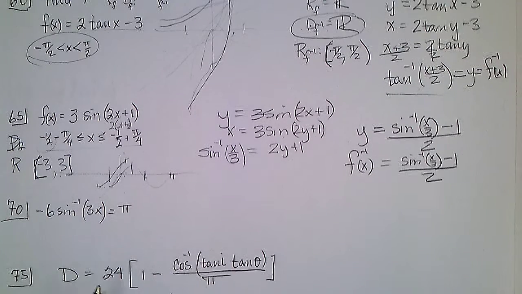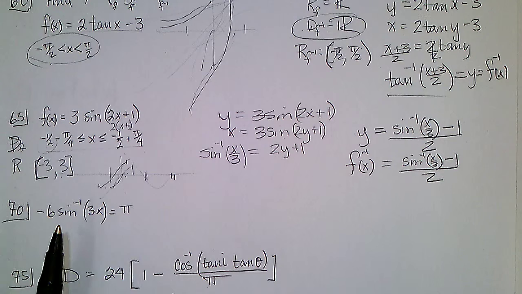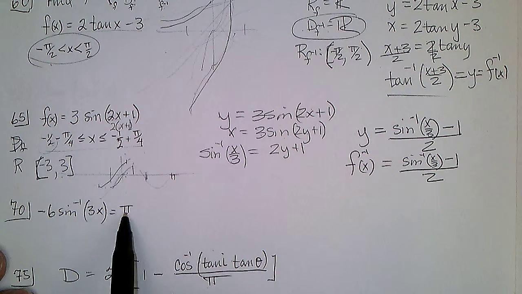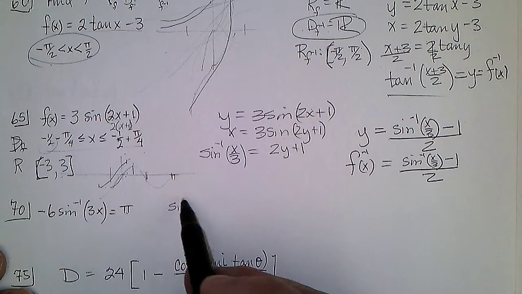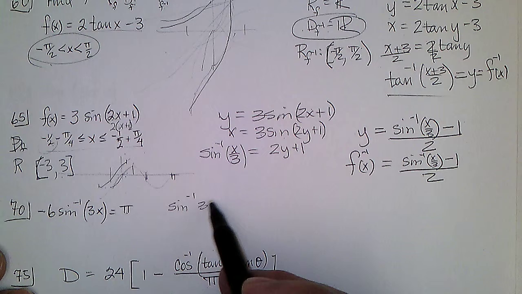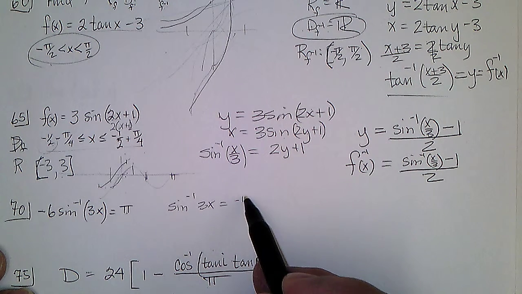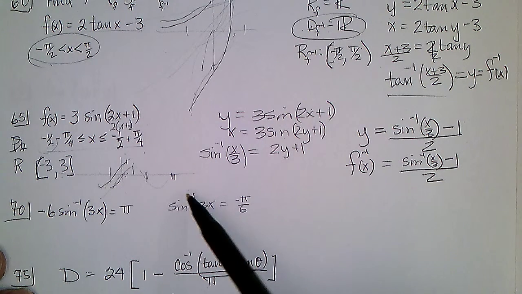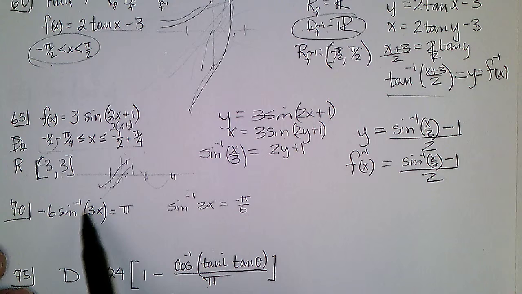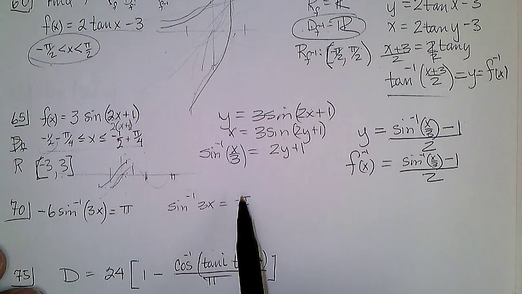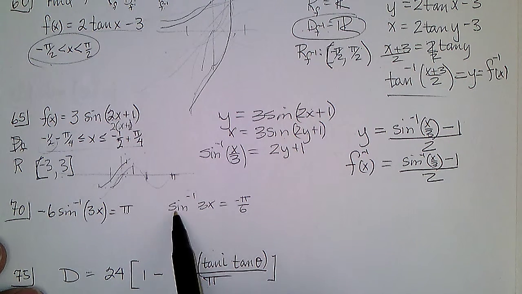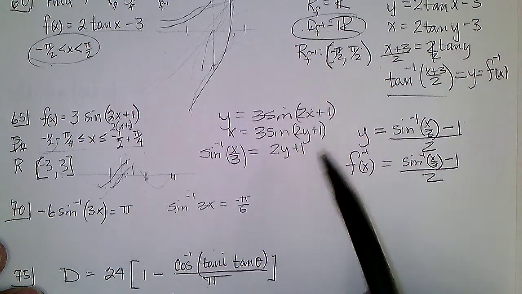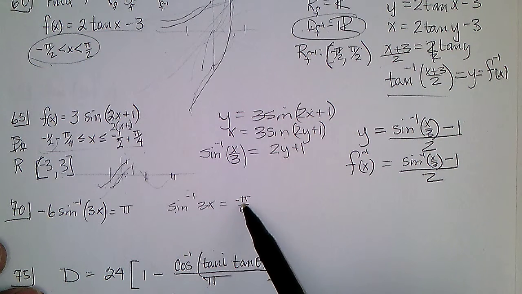And now number 70, I think, says solve this. So we would divide both sides by negative 6, and we'd get the sine inverse of 3x is negative pi over 6. So this says what angle, and this is an equation, so it could be lots of solutions. What angle has a sine of 3x? Well, that angle they're telling me is pi over 6.